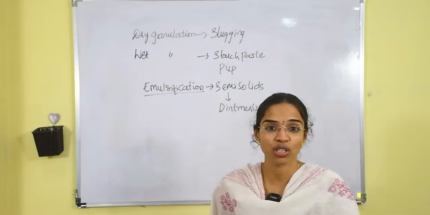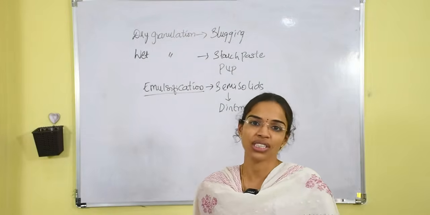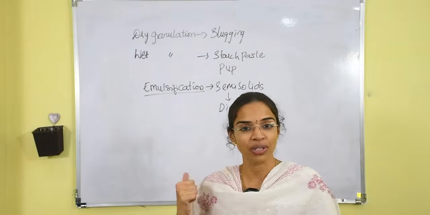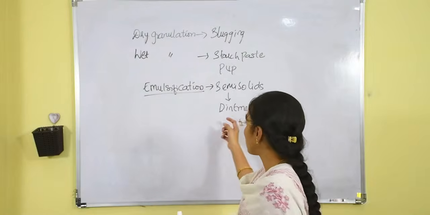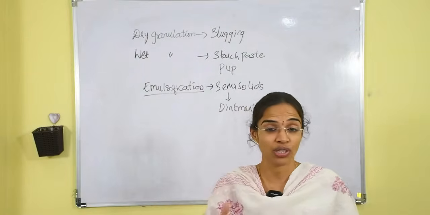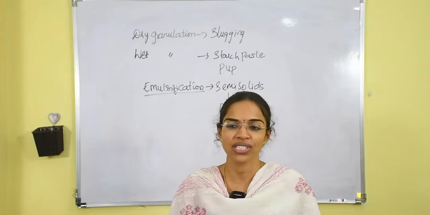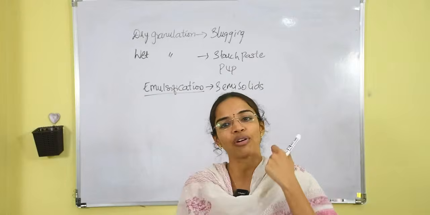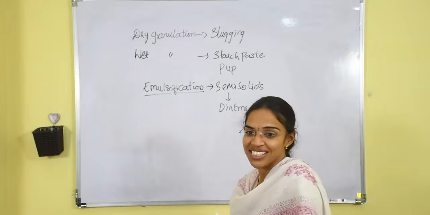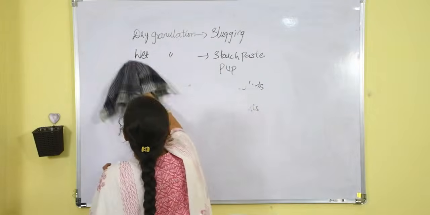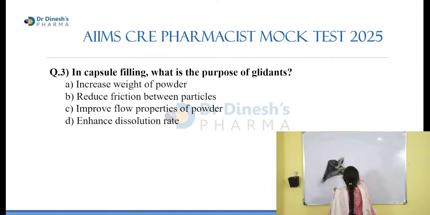For the preparation of ointments, gels, and lotions, we use this. There are different methods, fusion method, emulsification, and emulsification is one of the methods used in the preparation of semi-solid dosage forms. So this was about question number 2. Hope everyone of you answered it right. The next question is question number 3.